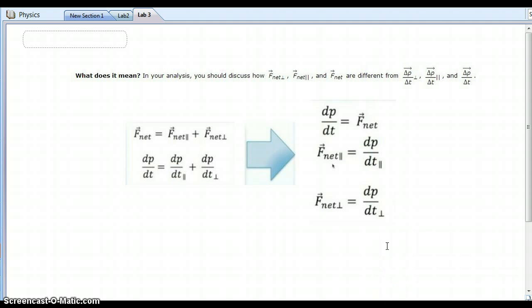The first question asks for a discussion of the differences between Fnet, its parallel component, and its perpendicular component, and dp/dt, its parallel component, and its perpendicular component. They are different in the way that they are calculated. In this case, Fnet is the force of gravity, which is calculated using the equation that quantifies Newton's law of universal gravitation. On the other hand, the change in momentum is derived using another calculation, using change in velocities, or mass times acceleration. The net force can be calculated by adding up all forces acting on the object, while dp/dt is found by observing the motion of the object.